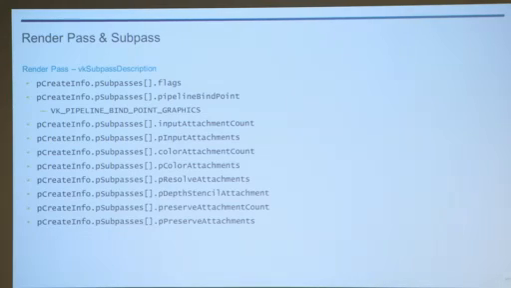And then the other one is the preserve attachments. Let's say I'm not using an attachment at all in this subpass, but I need to preserve the contents of that attachment. You have to put it into the preserve attachments. If you don't remember to preserve it, the contents of the buffer are undefined. They'll be undefined from that subpass to any higher subpass. You've lost it. You can't get it back. It's gone.